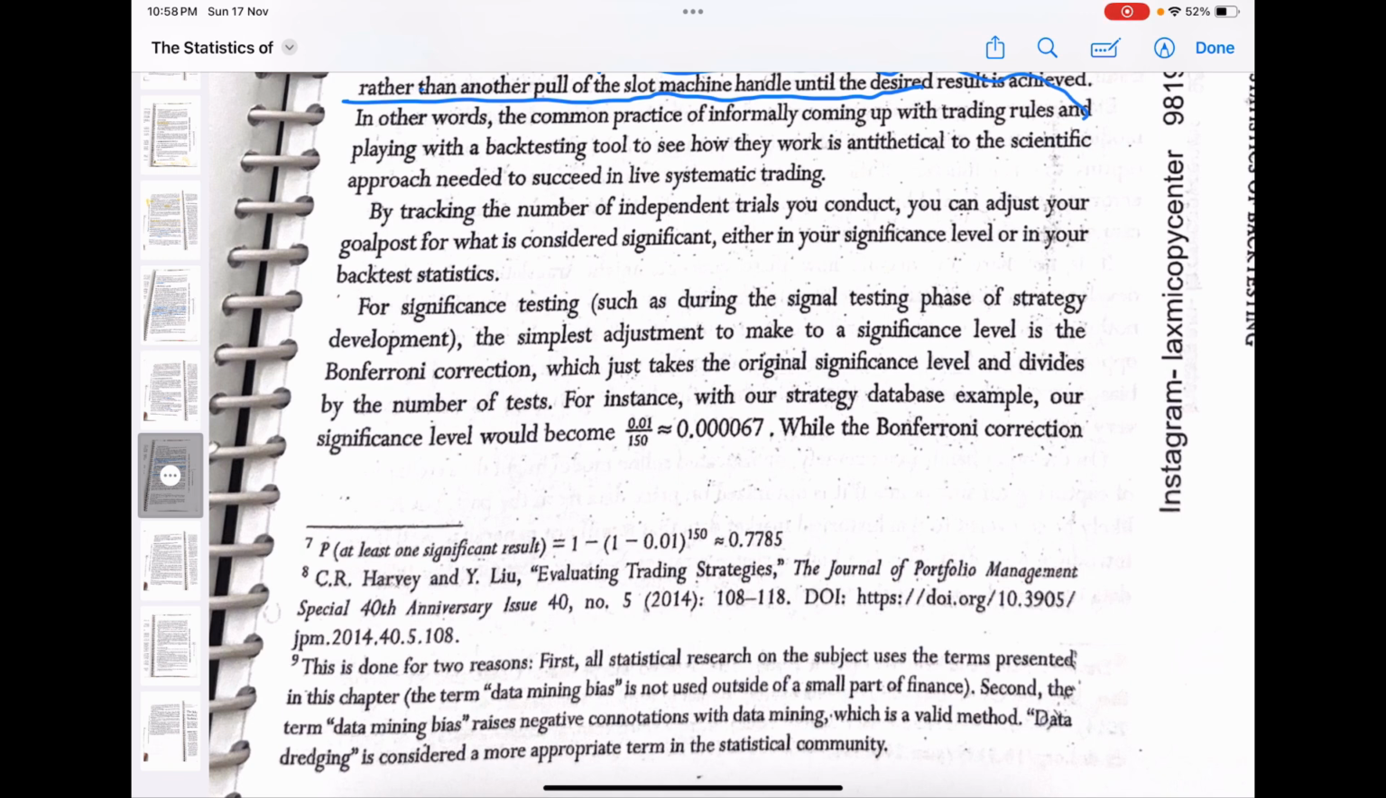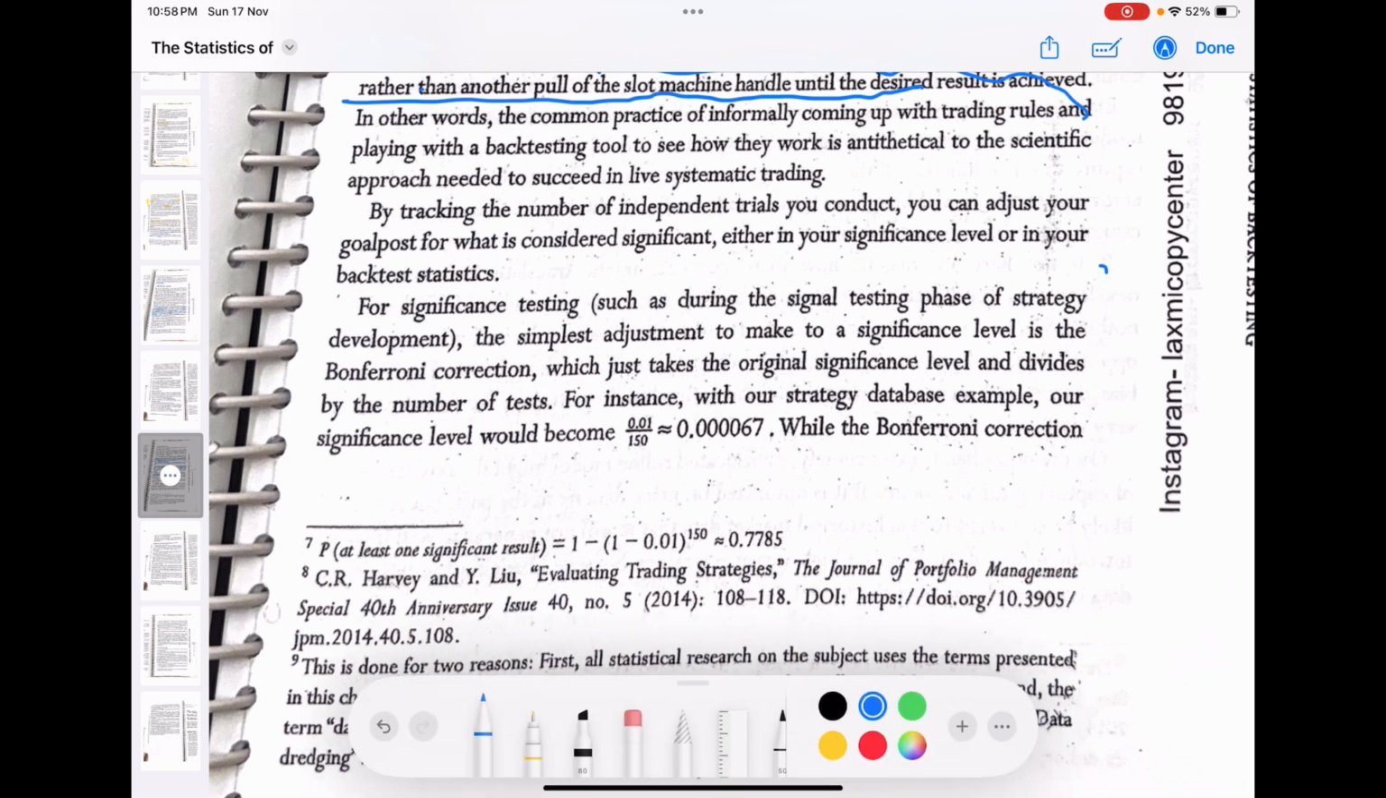By tracking the number of independent trials you conduct, you can adjust your goalpost for what is considered significant either in your significance level or in your backtest statistics. For significance testing, such as during the signal testing phase of strategy development, the simplest adjustment to make to a significance level is the Bonferroni correction, which takes the original significance level and divides by the number of tests.